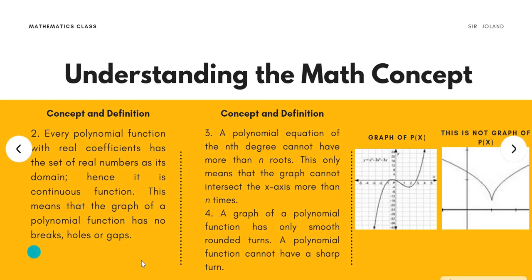So, ibig sabihin, ang graph natin continuous. Dire-diretso. Once na nag-drawing tayo, dire-diretso siya. Wala tayong putol sa graph. Wala tayong pag-skip or wala tayong gap. Continuous yung ating graph. Like ito, sa ating illustration.